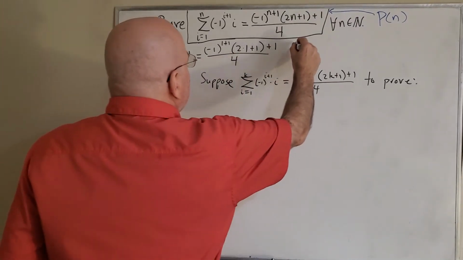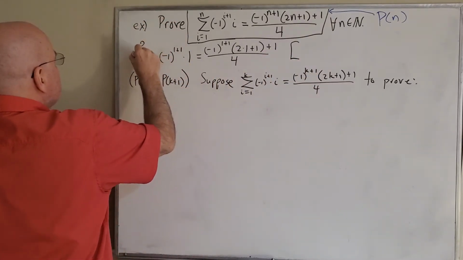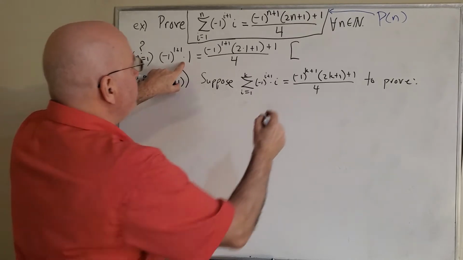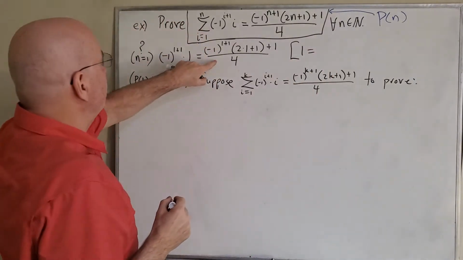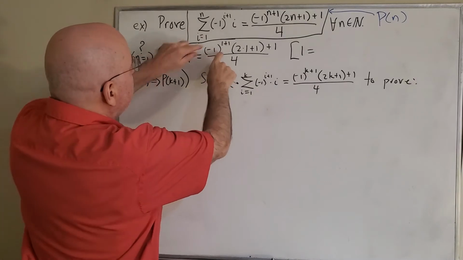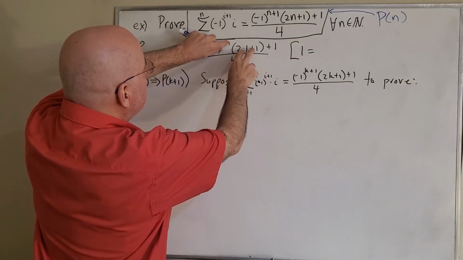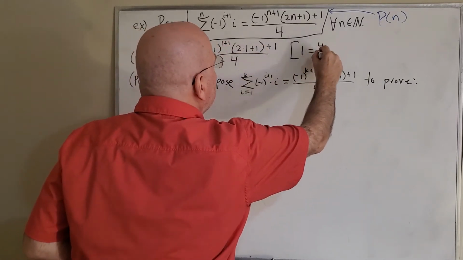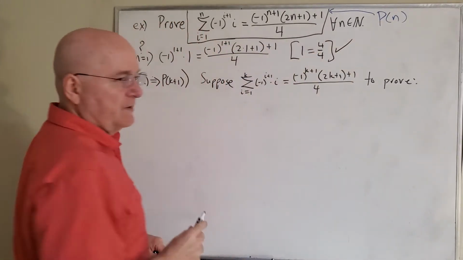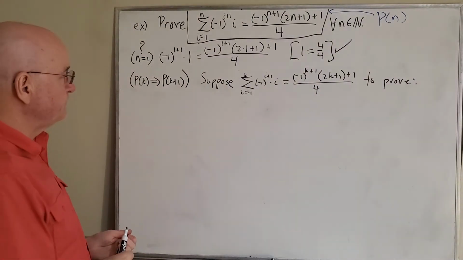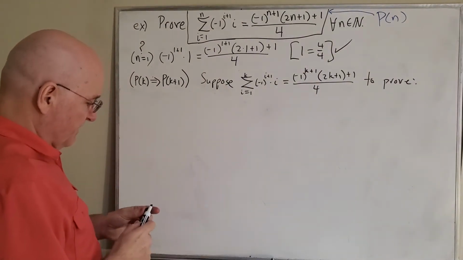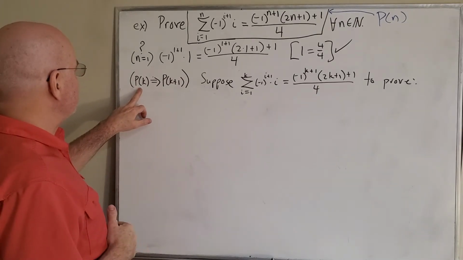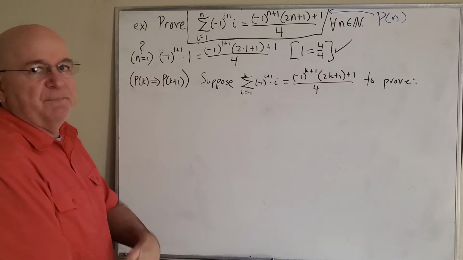All right, so what do we get there? Maybe I should have put a question mark there because we're testing it. This is 1 times 1 is 1. The left-hand side is 1. The right-hand side is 1 times 3, which is 3, plus 1 is 4, over 4, which is 1. It works. The base case works. All right, now we're going to do the induction step. We'll assume that Pk is true to prove that Pk plus 1 is true.